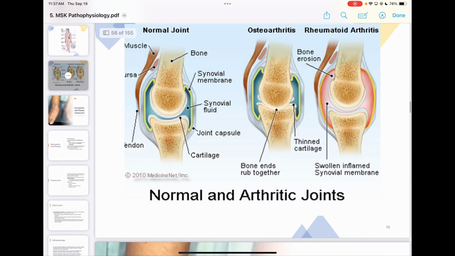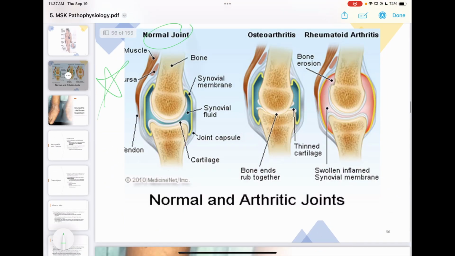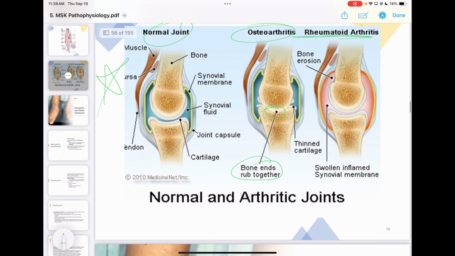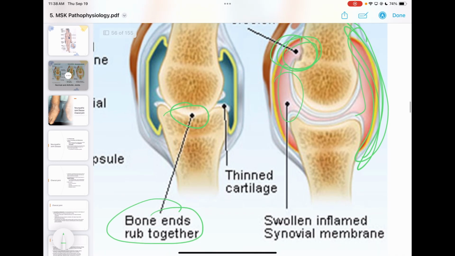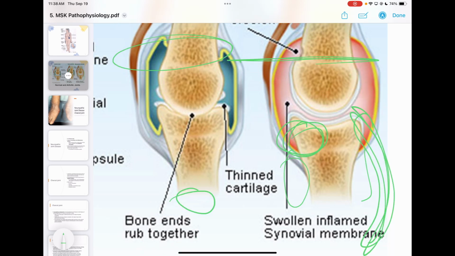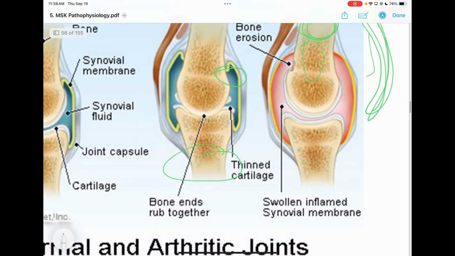So this is a great summary slide if you want to start it for normal joint, osteoarthritis, and rheumatoid arthritis. Let's look. Bone ends rub together. Degradation of the cartilage. Is there any inflammation going on really with the osteoarthritis? Not much inflammation. Now look at the rheumatoid arthritis. Bony erosions, swollen, inflamed synovial membranes, inflamed synovial fluid. You know, the fluid inside has all the properties inside, all the things that cause all the issues. So that's a good summary slide.